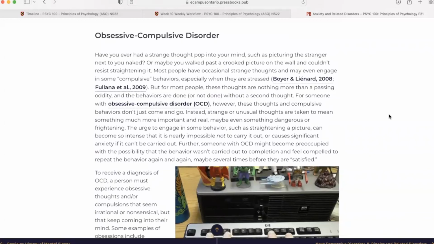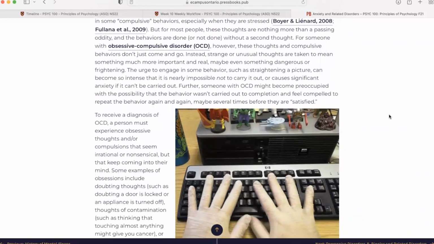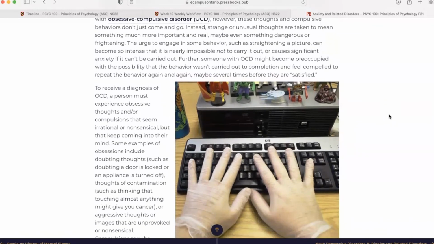But for most people, these thoughts are nothing more than a passing oddity, and the behaviors are done or not done without a second thought. For someone with obsessive compulsive disorder, however, these thoughts and compulsive behaviors don't just come and go. Instead, strange or unusual thoughts are taken to mean something much more important and real, maybe even something dangerous or frightening. The urge to engage in some behavior, such as straightening a picture, can become so intense that it is nearly impossible not to carry it out, or causes significant anxiety if it can't be carried out.